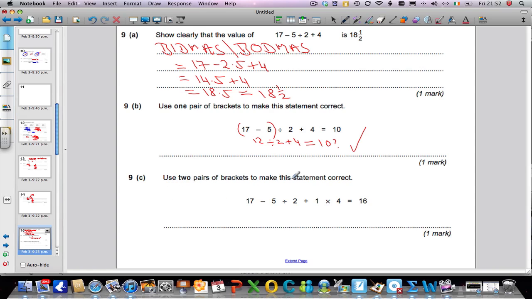Use two pairs of brackets this time to make it correct. Okay, so I'm going to try some brackets here, and I'm going to try some brackets here. I've just had a wild guess. 17 take away 5 is 12. That's going to be divided by, what's 2 plus 1? It's 3, and I'm going to multiply that by 4. And is that in fact equal to 16? So, remember, division comes before multiplication. 12 divided by 3 is 4. Is 4 times 4 16? Well, yes. So we got our brackets in the right place. Lucky guesser.